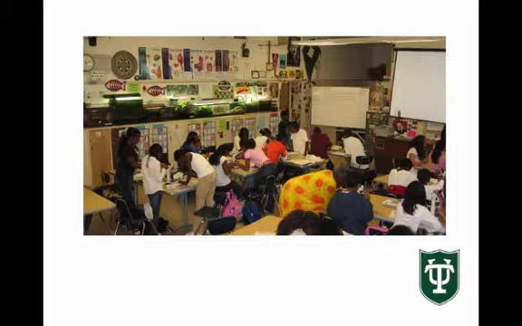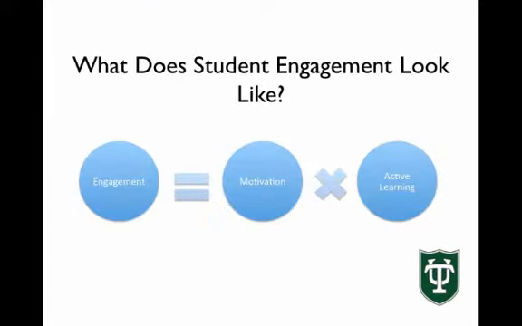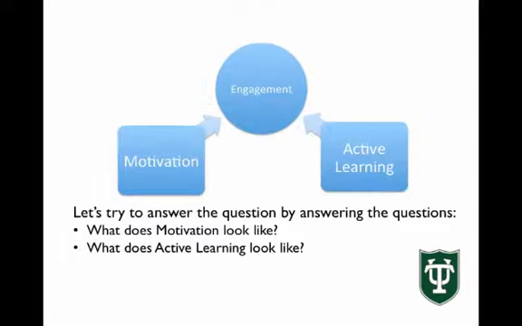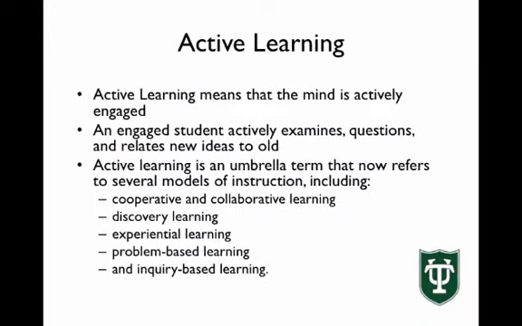We said that engagement is linked to motivation and active learning. So let's try to answer the question, how does student engagement look, by first answering the questions, how does motivation look and how does active learning look. We will start with active learning. Active learning means that the mind is actively engaged, and an engaged student actively examines, questions, and relates new ideas to old.